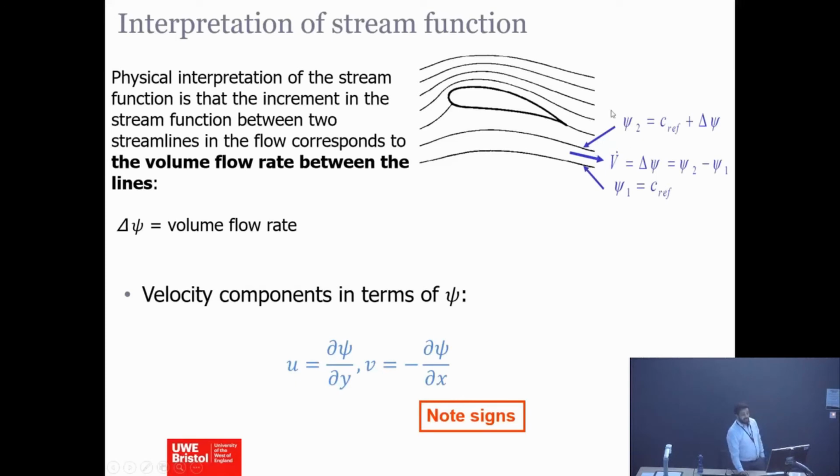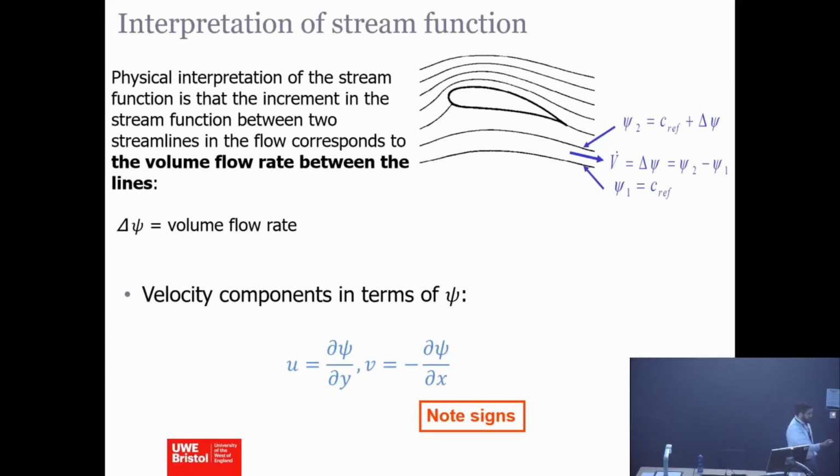If we go to the next line, it will be described by a different stream function, psi2, and the good thing is we can relate the value of psi2 to psi1. So we can write psi2 is c reference plus a change in psi between the first streamline and the next streamline. This difference, of course, is psi2 minus psi1. And it turns out that the difference in stream function values between two streamlines above each other is equal to the flow rate between the lines.